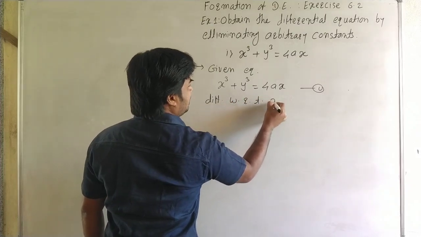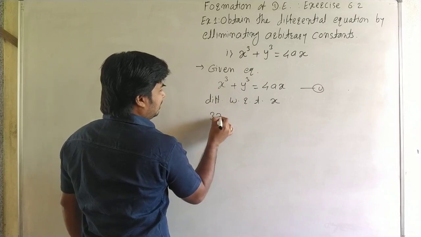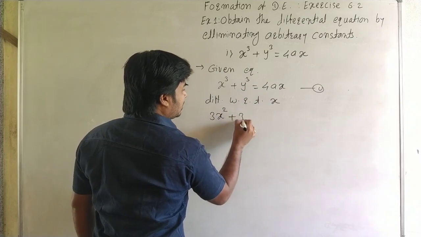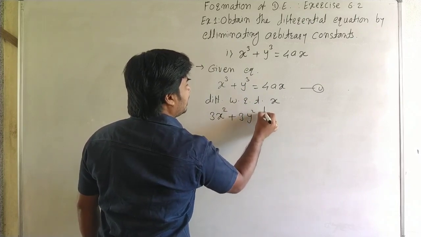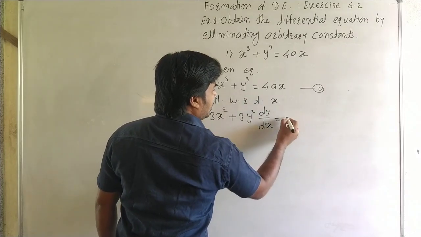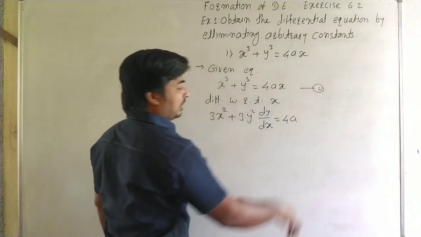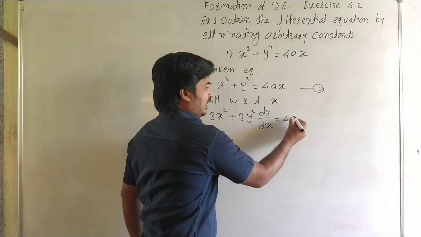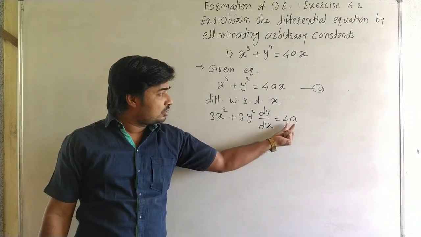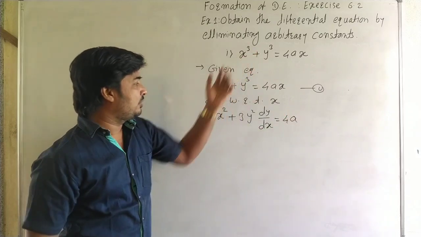Differentiate with respect to x. Then the derivative of x cube is 3x square, plus the derivative of y cube, which is 3y square dy by dx. See this carefully. This is equal to the derivative of 4ax. 4a is a constant and the derivative of x is 1. Now here we differentiated one time, but the arbitrary constant is not removed, not eliminated, so put the value of this 4a in equation number 1.